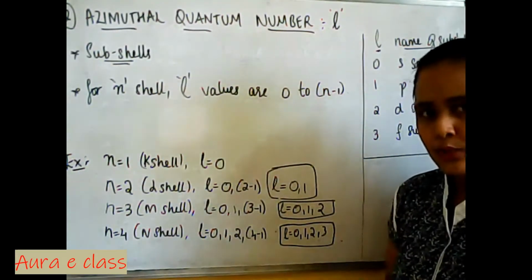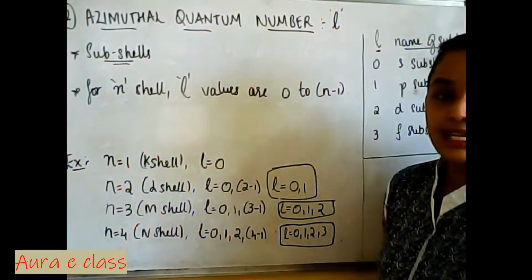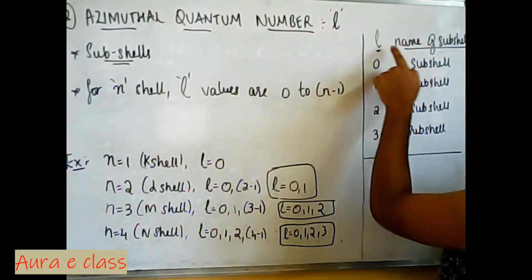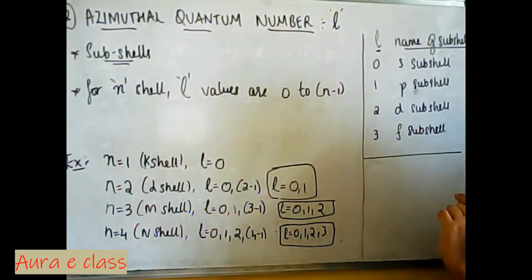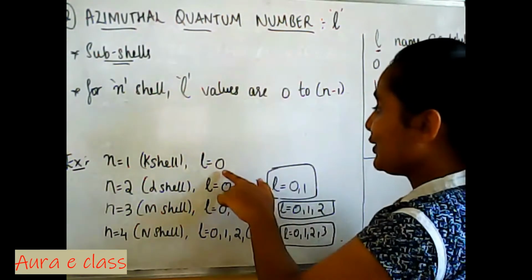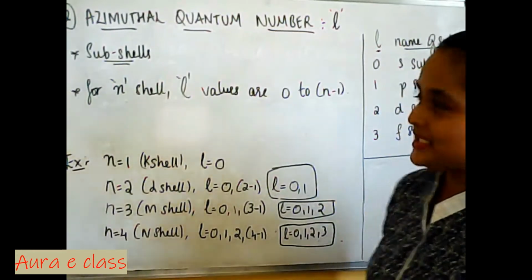Now what is this L value? What exactly is the name of it? We know that it is called the subshell. But do you know every value here has a name? So let us see that.